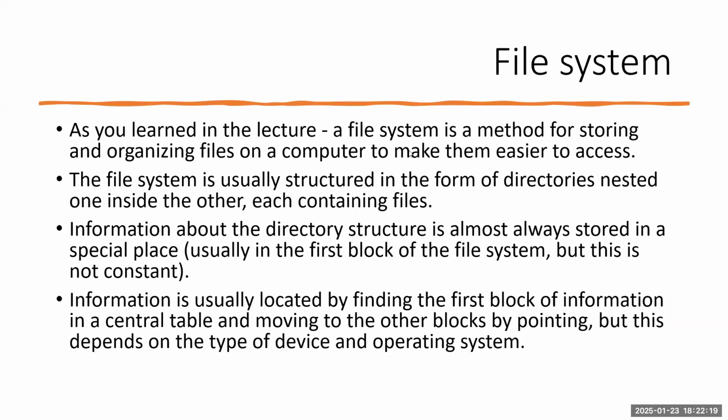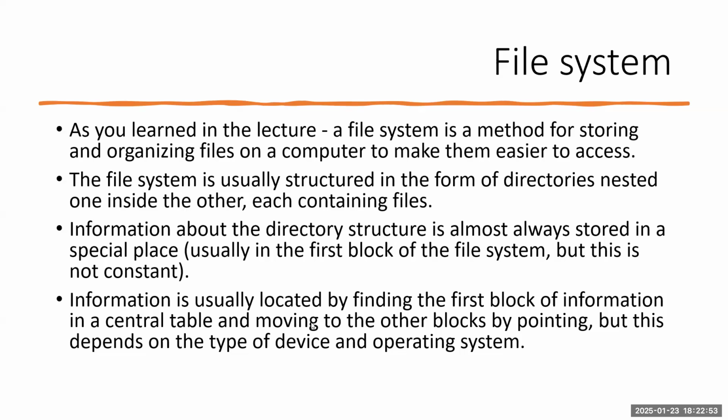As you learned in the lecture, a file system is a method for storing and organizing files on a computer to make them easy to access. The file system is usually structured in the form of directories, nested one inside the other, each containing files. Information about the directory structure is almost always stored in a special place, usually, sometimes, the first block of the file system. But this is not constant. So, in other words, about the directory structure, where are all of the files located?